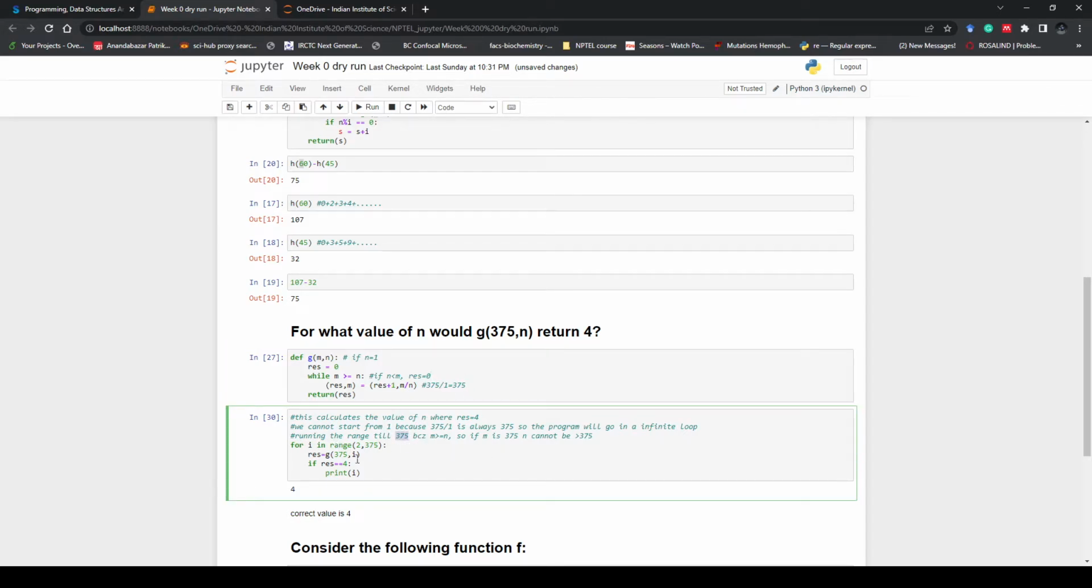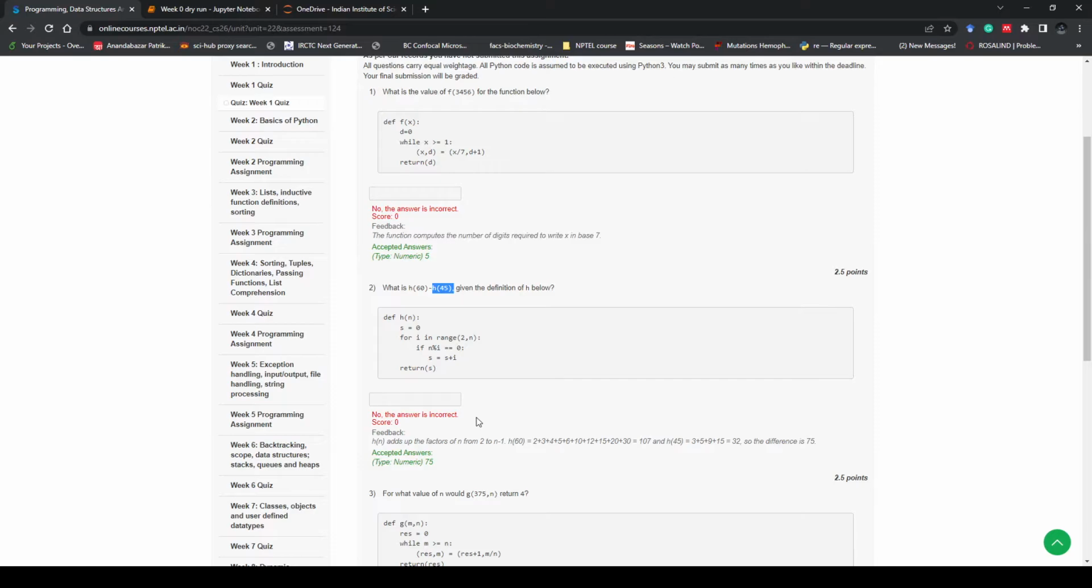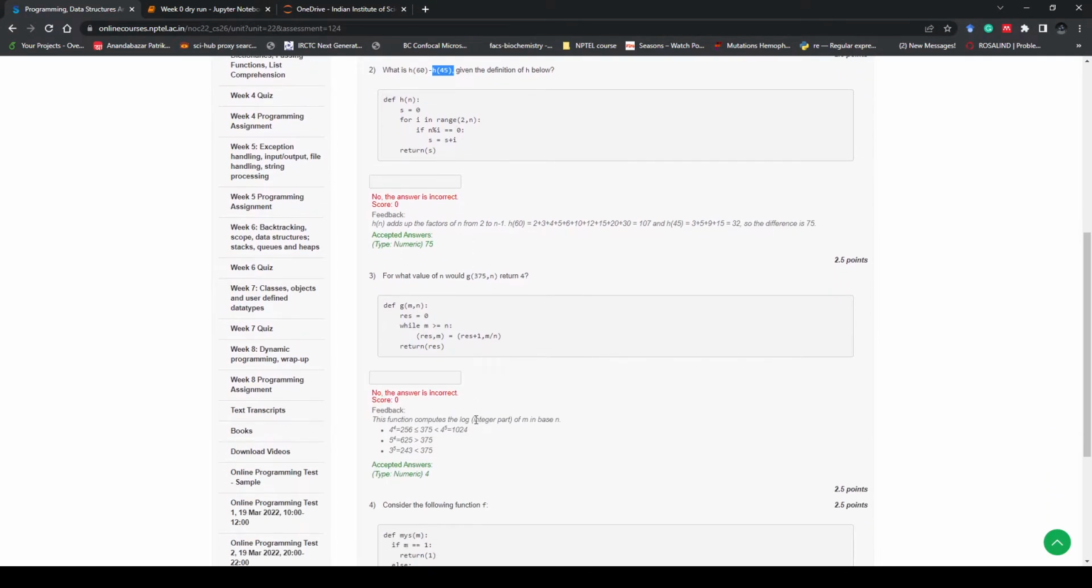Now I am running a function that for i in range 2 to 375, I am calling the function res of 375 by i. Then res will give the result. If res is equal to 4, then print my output. Okay, and then if I run this, we'll see that it's coming as 4. So the correct value is 4. And yeah, so the correct answer is 4.